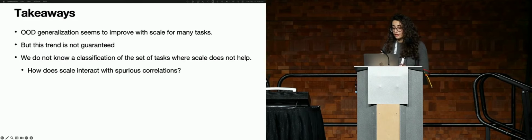In the next part of the tutorial, Yoav will show us examples of how scale interacts with spurious correlations by stress testing large models and understanding how these models can be adapted to help mitigate reliance on spurious correlations.